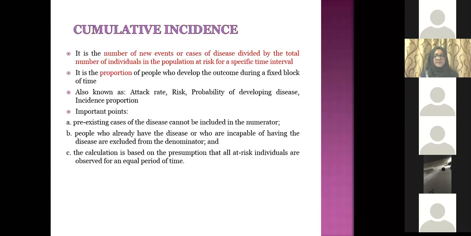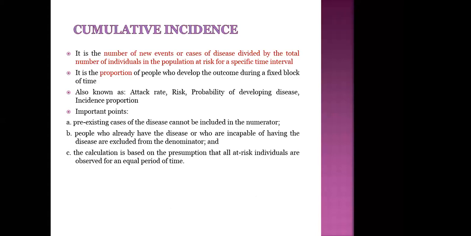Then we have the cumulative incidence. What is cumulative incidence? It is the number of new events or cases. As we already know, for incidence you have to have new cases on the numerator side, divided by the number of individuals in the population who are at risk.